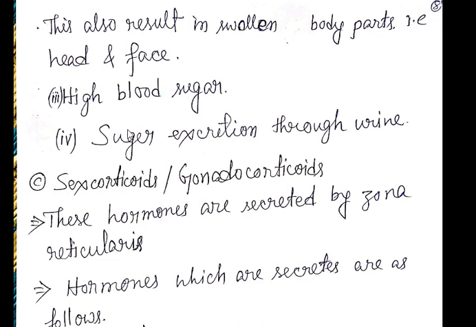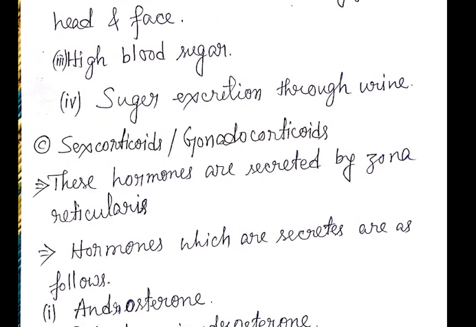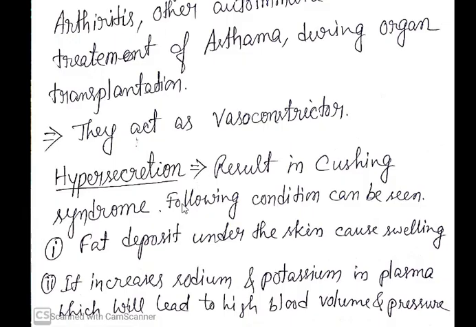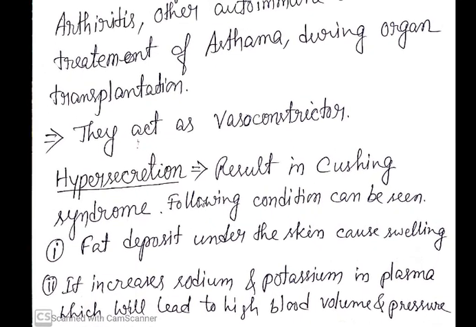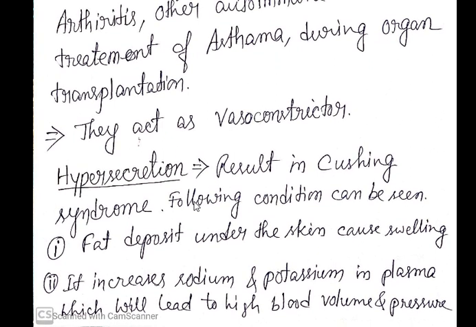hypersecretion. Okay, we'll discuss the hypersecretion. In case there is hypersecretion of these glucocorticoids, then what is going to happen? First, because of the hypersecretion, it results in Cushing syndrome. There is a disease called Cushing syndrome that can happen. What is happening in that case? There are certain things that can be seen in this condition.